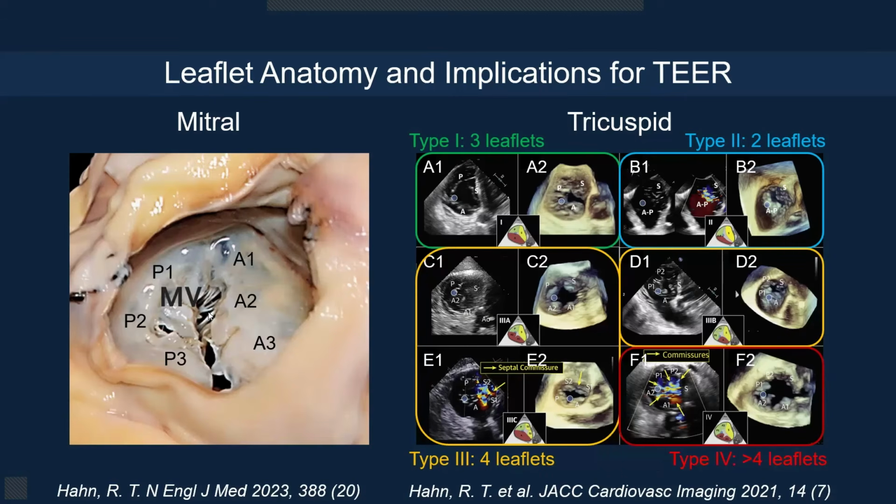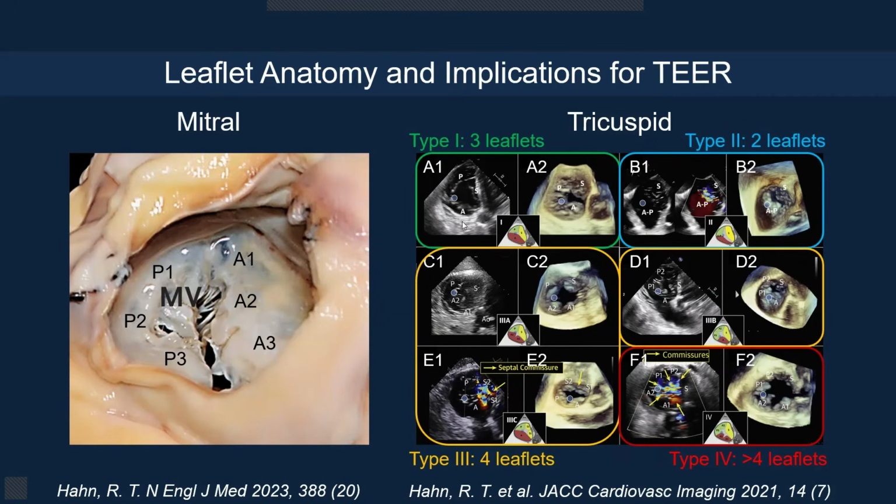The mitral valve consists of two primary leaflets, anterior and posterior, each further subdivided into three segments from lateral to medial, A1, A2, A3, and P1, P2, P3 respectively. The tricuspid valve typically comprises three leaflets, septal, anterior, posterior. However, leaflet number and morphology can vary significantly in the general population. A standardized echocardiographic classification of the tricuspid leaflet anatomy has described the variations.